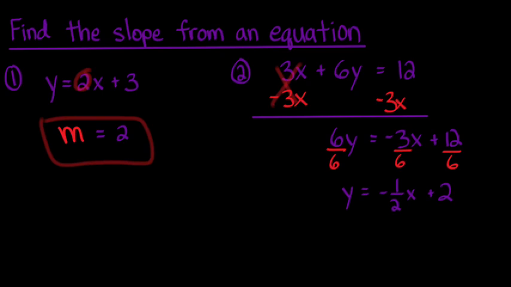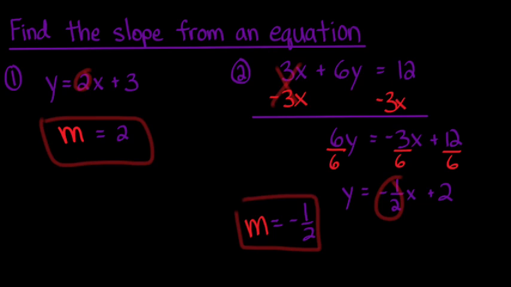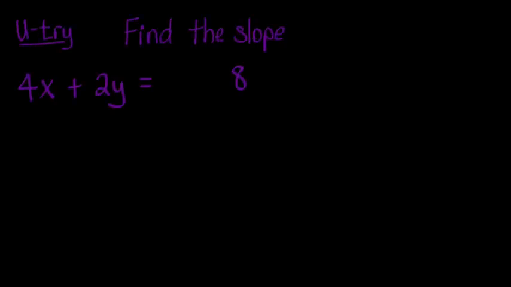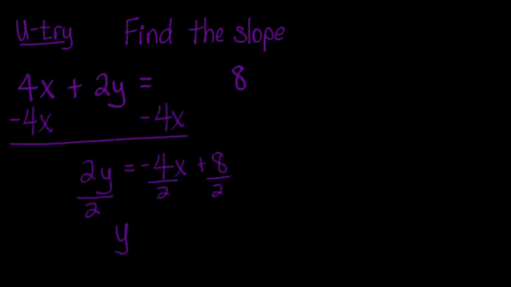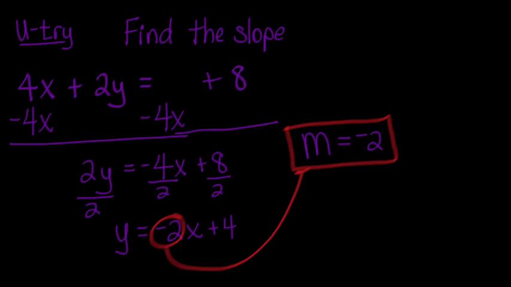Then I see here that the slope is negative 1/2. It's not negative 1/2 x. It's a common error, right? It's just negative 1/2. Try this one and check your solution. Did you get negative 2? Well, I hope you have a great rest of your day, and I'll see you in class.